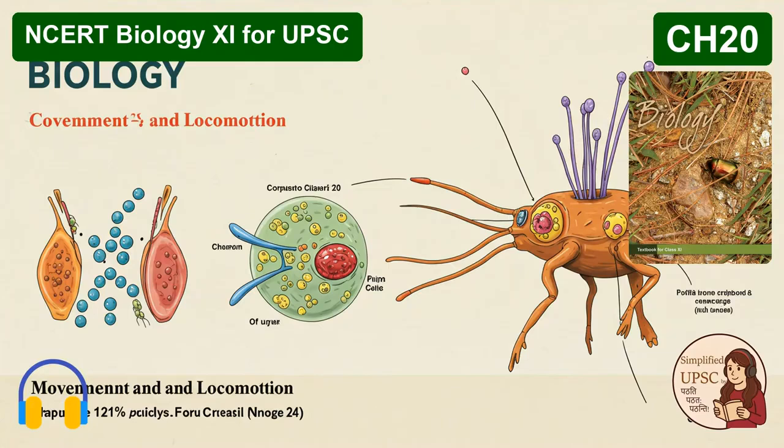But the absolute golden nugget of a fact here is about the sarcoplasmic reticulum. Which is the muscle cell's version of the endoplasmic reticulum. Right. And its one critical job is to be a storehouse for calcium ions.